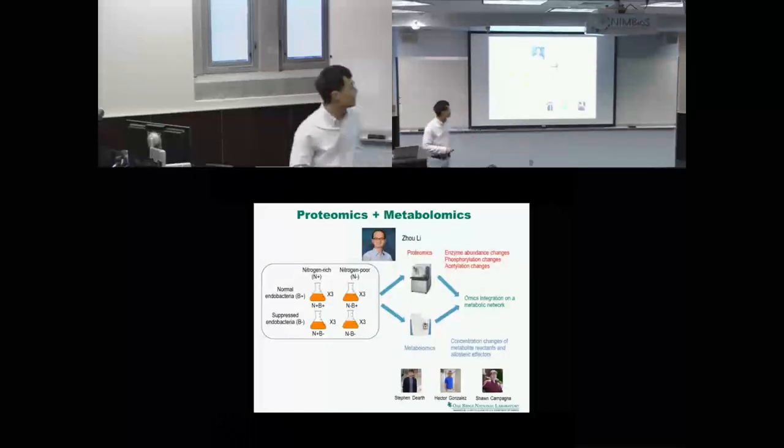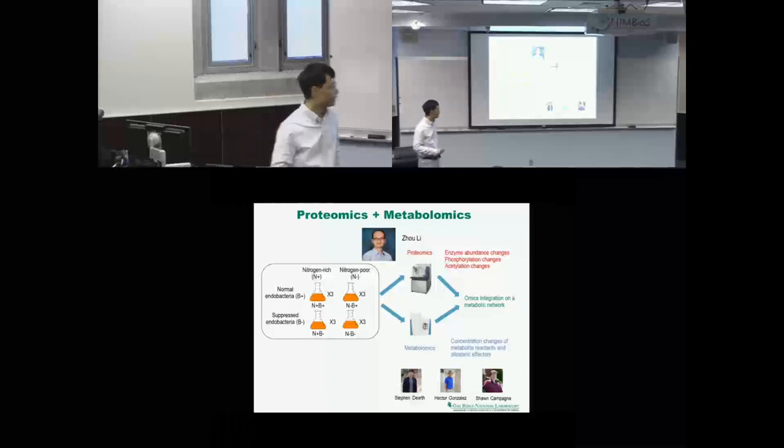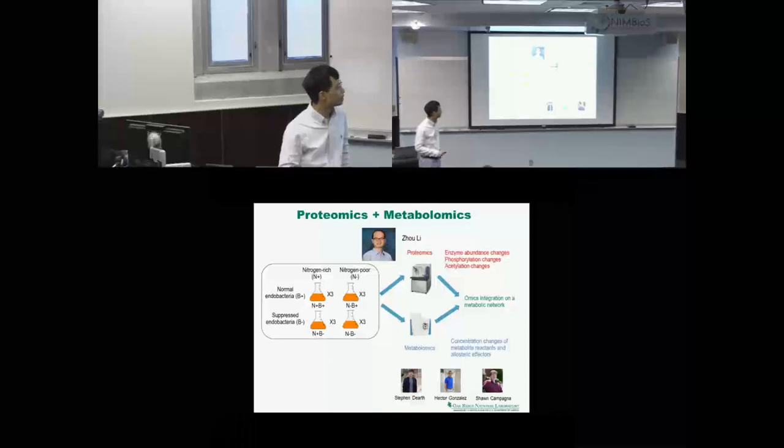Then in this study, we combined proteomics and metabolomics to study this system. Again, this is our four conditions times the biological triplicate. We used proteomics to measure all the proteomes in these conditions. The proteomics will tell us the enzyme abundance changes, and we also checked the PTM abundance changes, specifically phosphorylation and acetylation. We also collaborated with the Sean Companions Lab, and they did the metabolomics for this study. So here we can measure the concentration changes of metabolites and also different allosteric effectors. Then Joe integrated all this big omics data into a metabolic network.